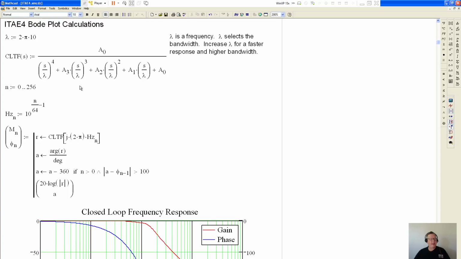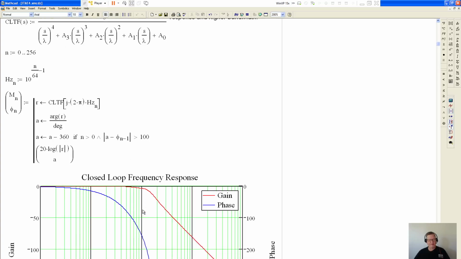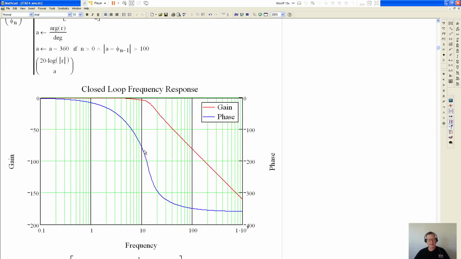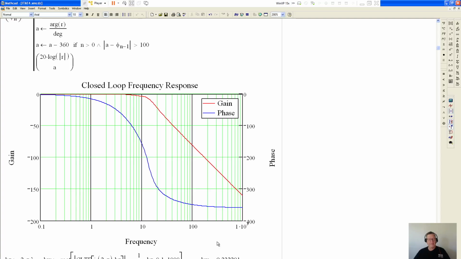So by making this a 10, I can get a frequency response of about 10. It's actually a little bit less because it's a 4-pole filter. If it was a 1-pole filter, then it would be exactly 10.